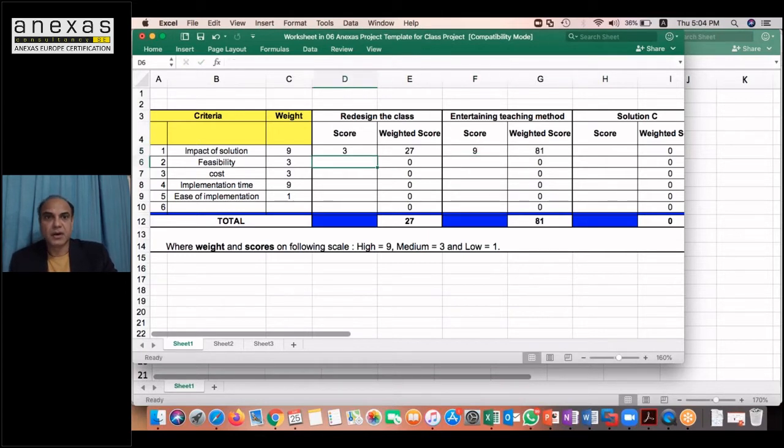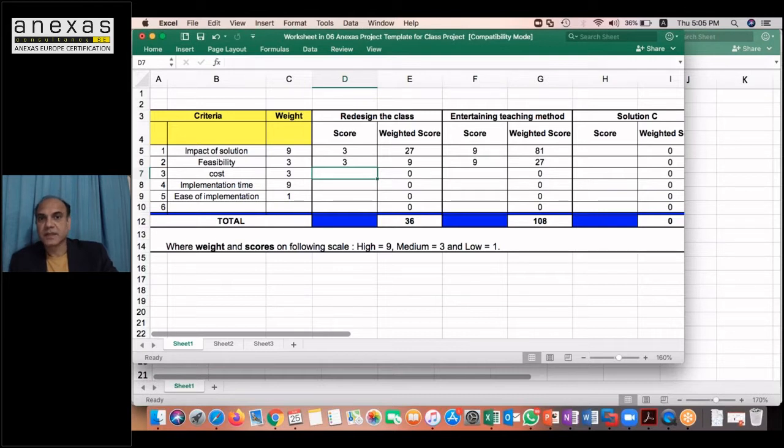Now, feasibility. Redesigning the classroom. How feasible is it? One, three, or nine? Okay, three. How feasible is it to introduce the entertaining teaching method? Okay, some people are saying nine, some people are saying one. Okay, doesn't matter. I'll go by maximum people.